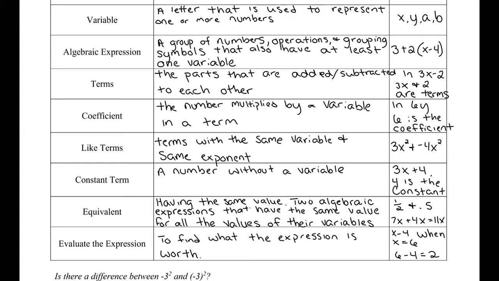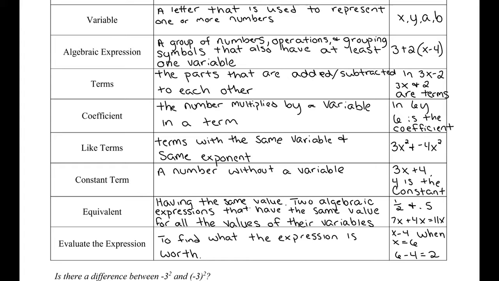The next vocab word is terms. That is the parts that are added or subtracted to each other. So in the expression 3x minus 2, 3x and 2 are the terms. The coefficient is the number that is multiplied by a variable in a term. So in the expression 6y, 6 would be the coefficient.